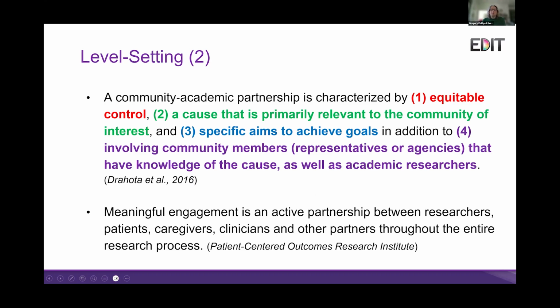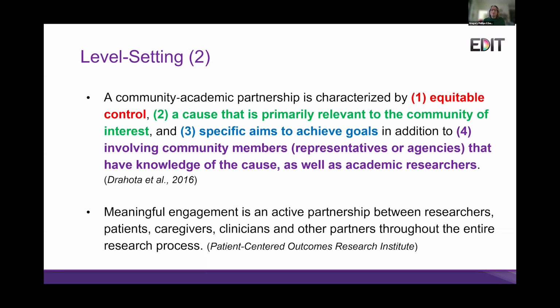So looking at what a community academic partnership is, one way we can classify this is using these four different criteria within this Drahota paper. It's characterized by one, equitable control, two, a cause that's primarily relevant to the community of interest, and three, specific aims to achieve a goal. And specific for the work we do, the work you all do, there's this fourth point, which is the involvement of community members that have knowledge of the cause as well as academic researchers. So equity, relevance to the community, goal-focused, and inclusion of community members and academic researchers in the conversation.